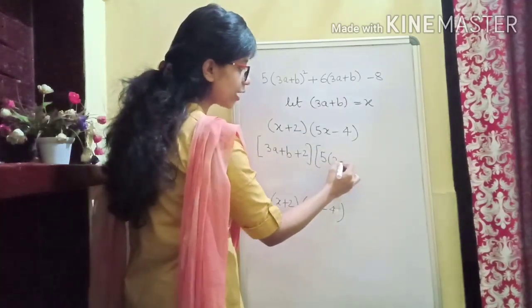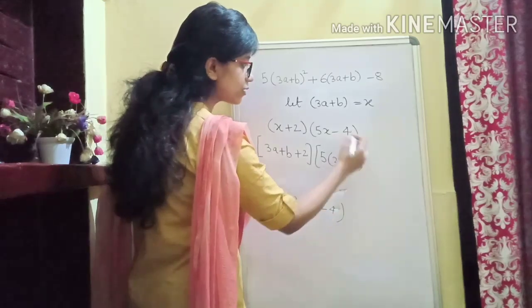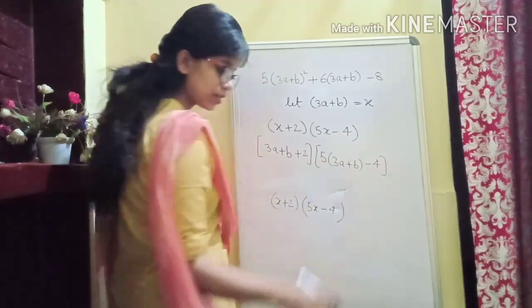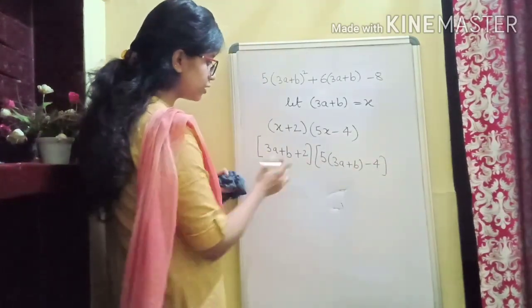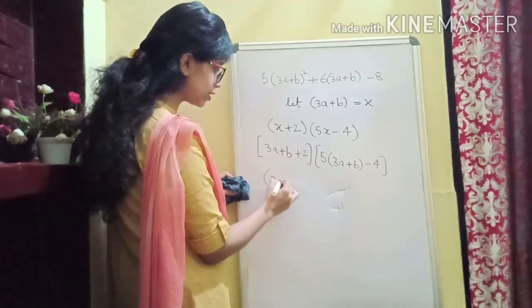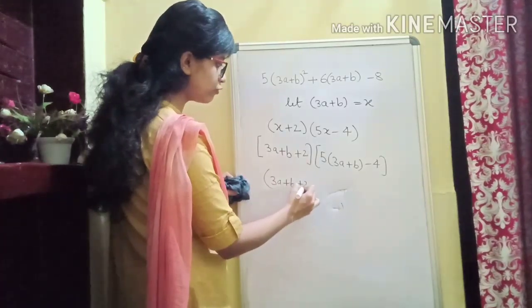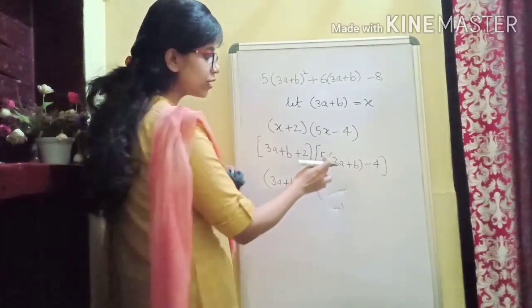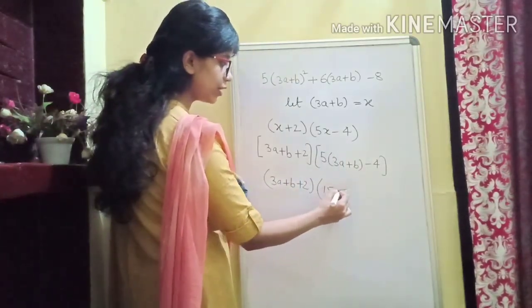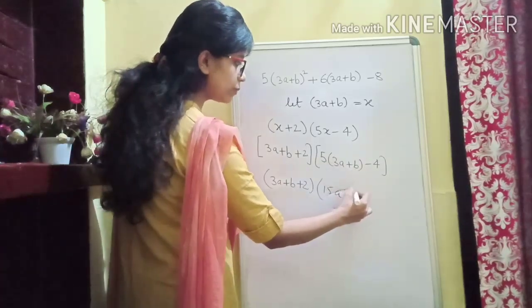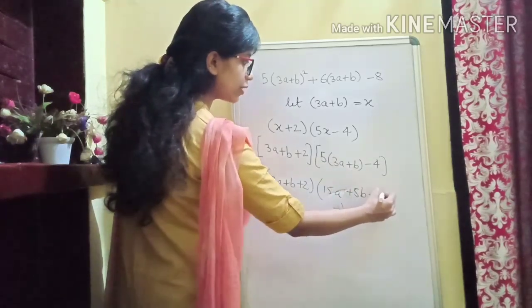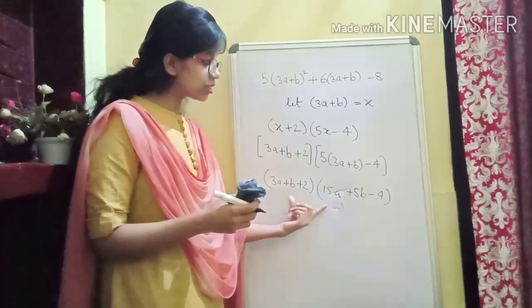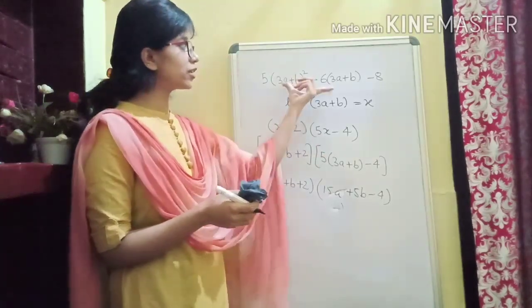That is 3a plus b and then minus 4. Okay, is it okay? Now you see, it is simple, that is 3a plus b plus 2. First bracket is same, second bracket nothing to do, you just open the bracket. 5 3 it will be 15a, then when you open it will be 5b minus 4, and this is actually the factorization of the given question.